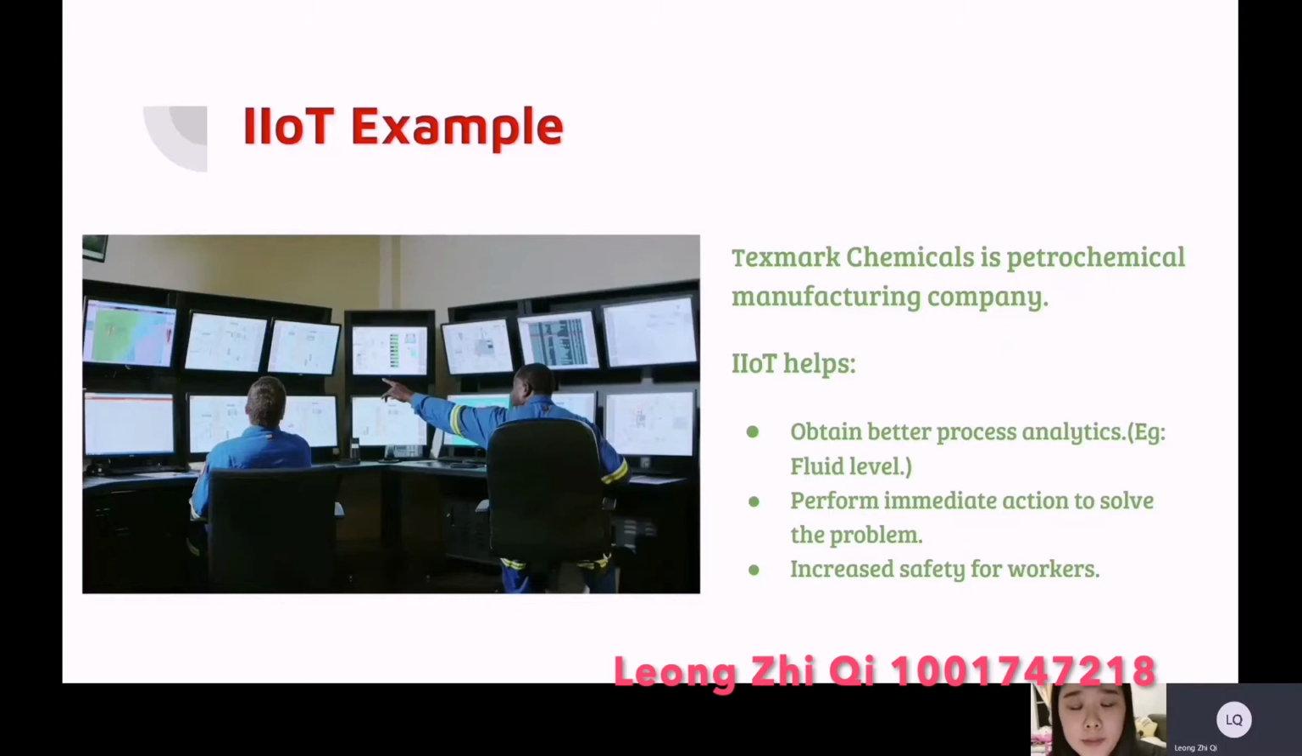For example, Texmark Chemical Company in India works with a lot of hazardous chemicals. Safety is the first concern. IoT can help them to obtain a better process analysis and to perform immediate action to solve problems. For example, IoT can monitor the fluid level. It can reduce the risk of spills. When IoT detects the fluid level is over range, it will analyze the data and take the right action to solve the problem, such as sending a signal to the valve to open and release a certain amount of fluid that has been analyzed to avoid overflow. So the equipment must all be connected.